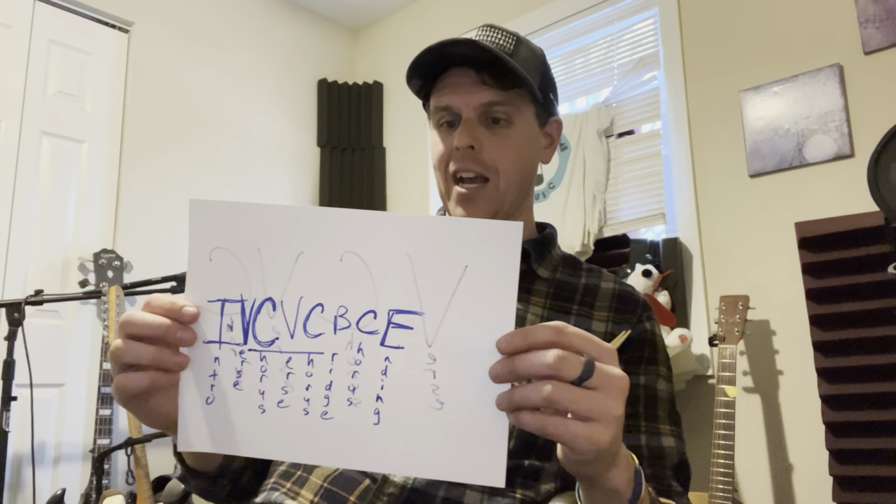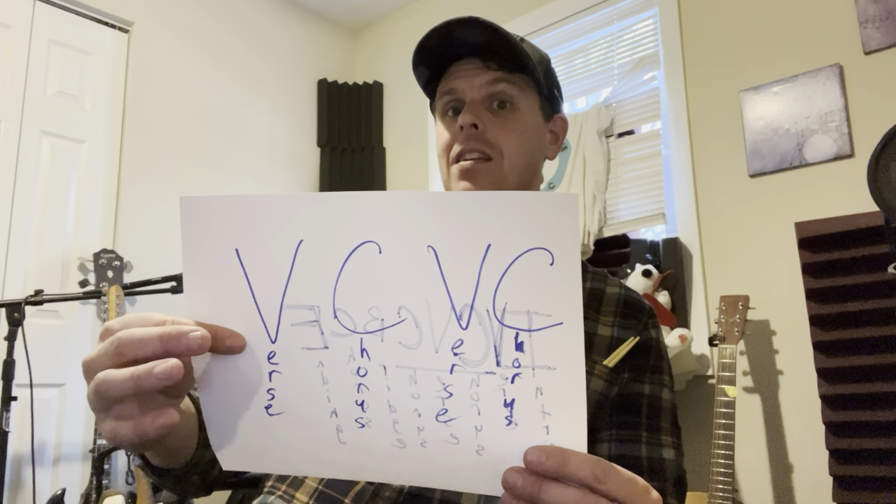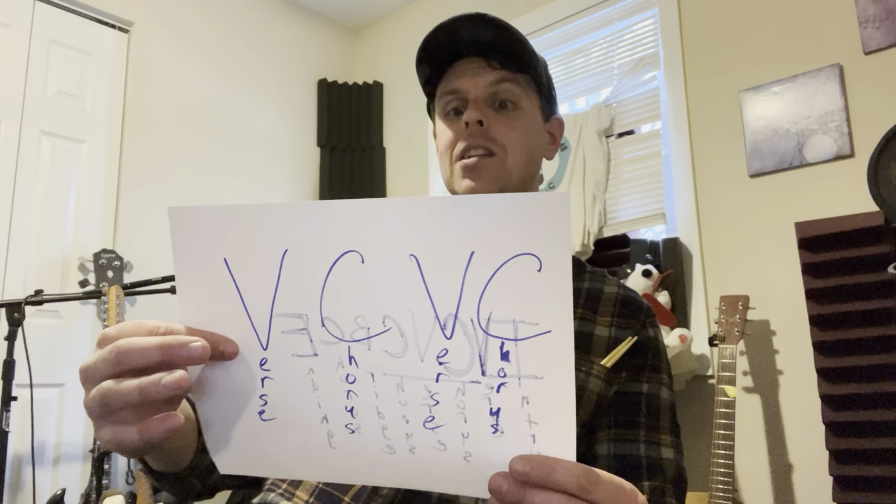This is a harder acronym to remember. IVCVCBCE. Say that 10 times fast. I like this song structure as well. It's simpler to remember, the VCVC, and the V stands for verse, the C stands for chorus, the I stands for intro, the B stands for bridge, and the E stands for ending, right?